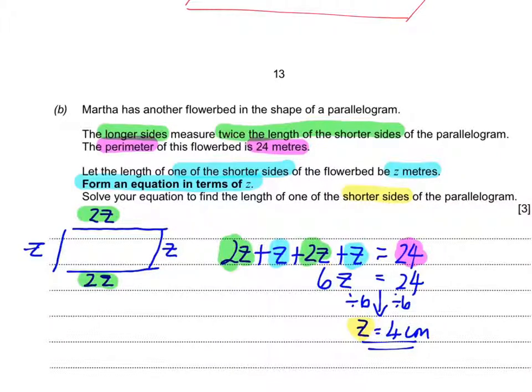Gives z equals 4. You might have another maths teacher that doesn't do it quite the same way as this. They will have said take the 6 over and it becomes a divide by 6. Still fine if you want to do that. So z equals 4 centimetres, and that's what we were asked. It said solve your equation to find the length of one of the shorter sides. It didn't say what's the longest side, so you're done as soon as you work out that's 4 centimetres. You can if you want go and say that's 8 centimetres.